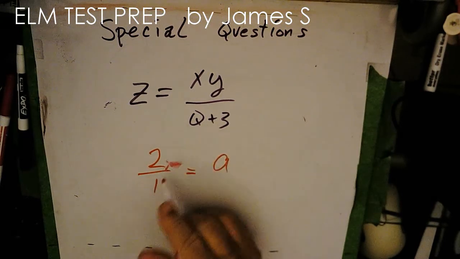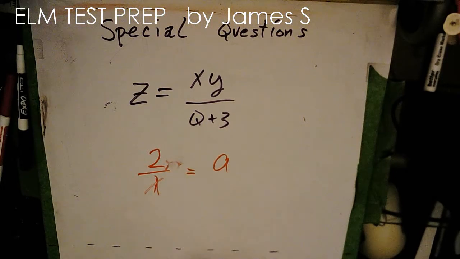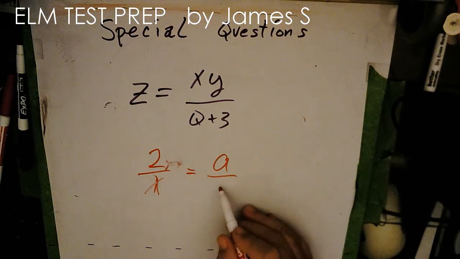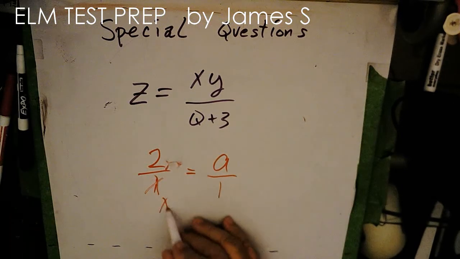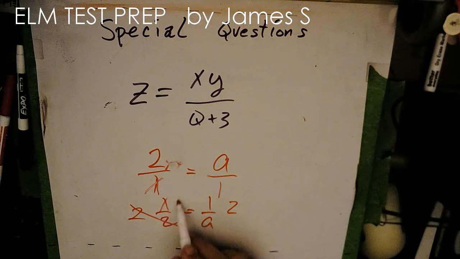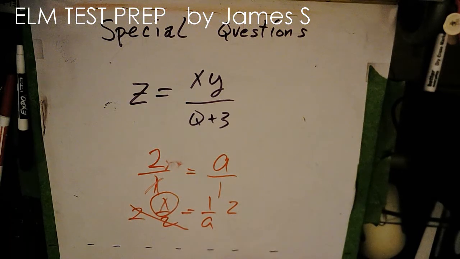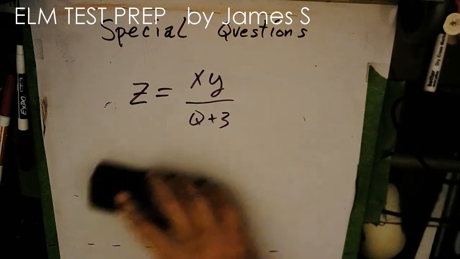I'm going to put the X on the bottom. I want to solve for X, so I want to put it on the bottom. I want to have it up on top, so I put this over 1. And I just flip both sides. This becomes X over 2 equals 1 over A. And now all I have to do is multiply both sides by 2, and I have my X on top where I want it.